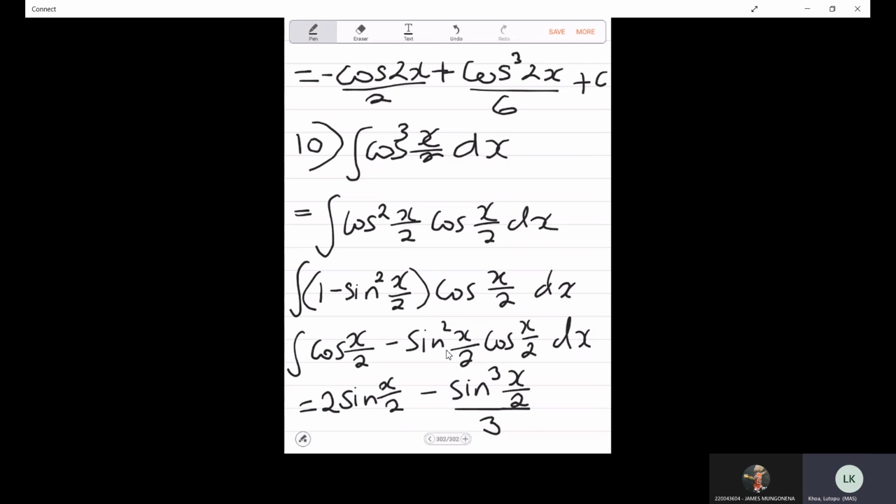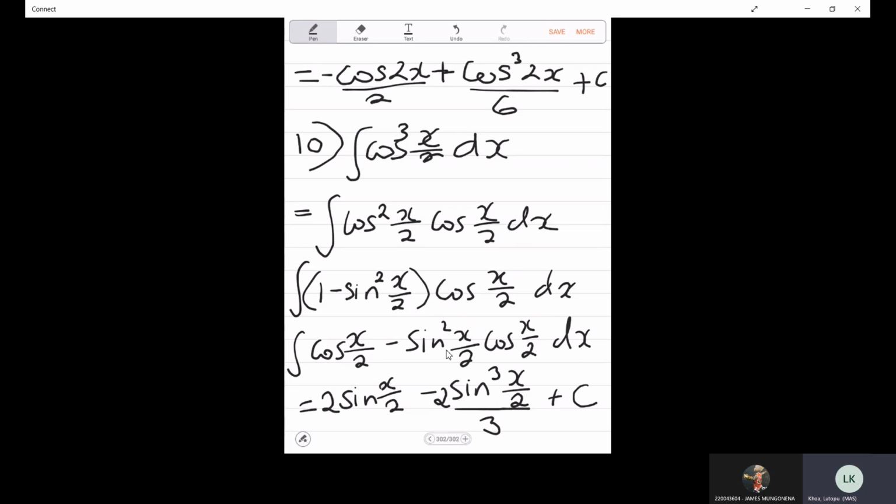Okay. And then we multiply by 2. So this is 2 like that. And then you add your constant of integration. So you have 2 sine x over 2 minus 2 sine cubed x over 2 over 3, and then plus your constant. So that is what you should have gotten.